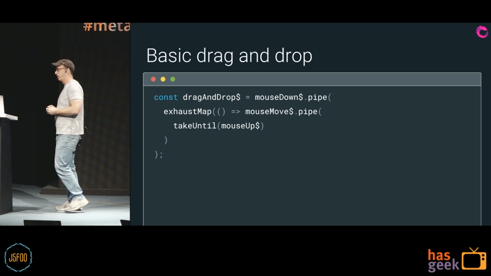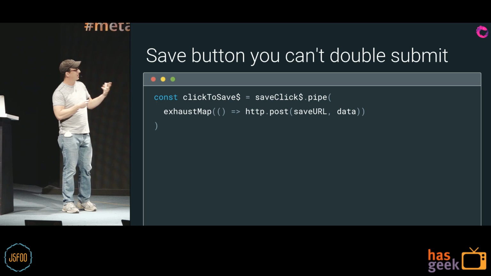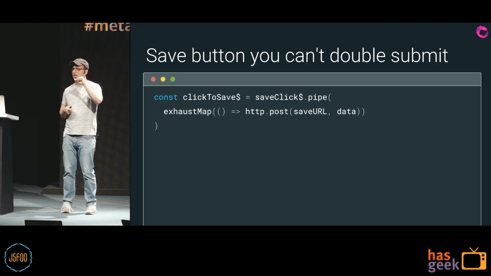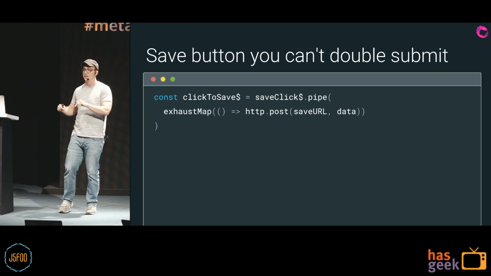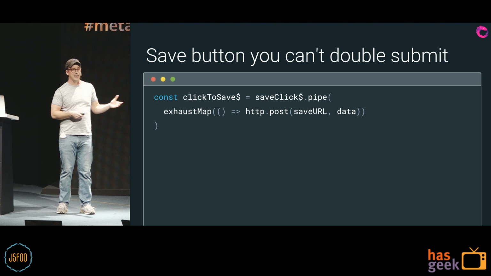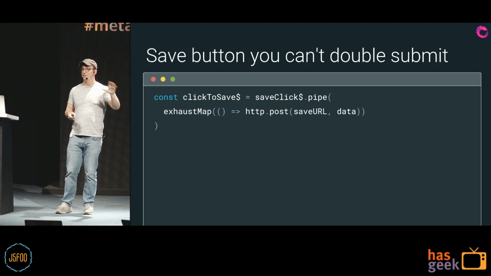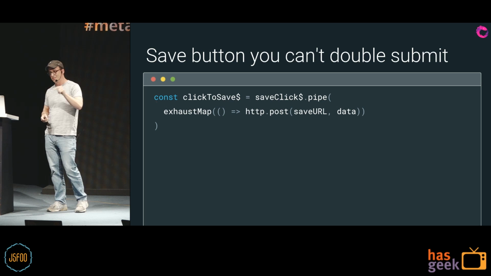Here's another thing. So just exhaust map, just to kind of help see what it does. This would be a button where you say, oh, I don't want someone to hit the save button too many times and accidentally post data more than once. And so people disable it or whatever. This is another way you could disable it. You could just say, okay, so every time there's a save click, I'm going to map it into my post, which is an observable. And then I'm going to use exhaust map on it. What exhaust map says is wait for that observable to finish before you allow any other map, before you allow it to map to any other observable and subscribe to that. So it's going to map to that one, wait for it to be done before it allows another one to go through, no matter how many times you click the save button.